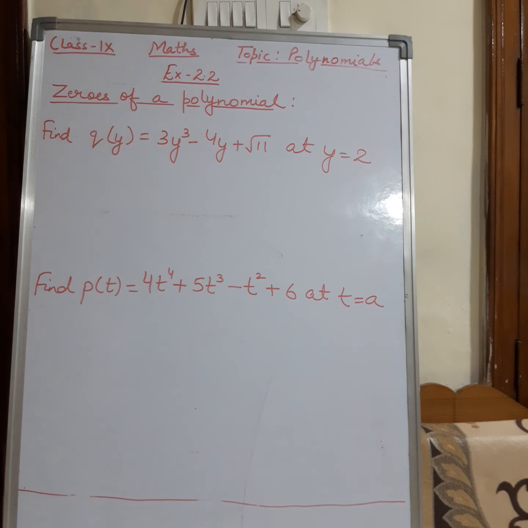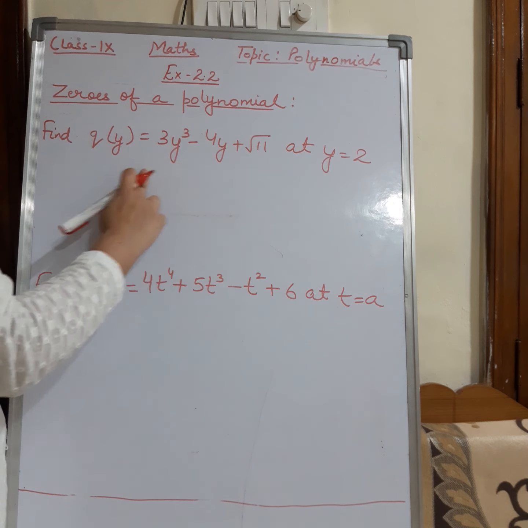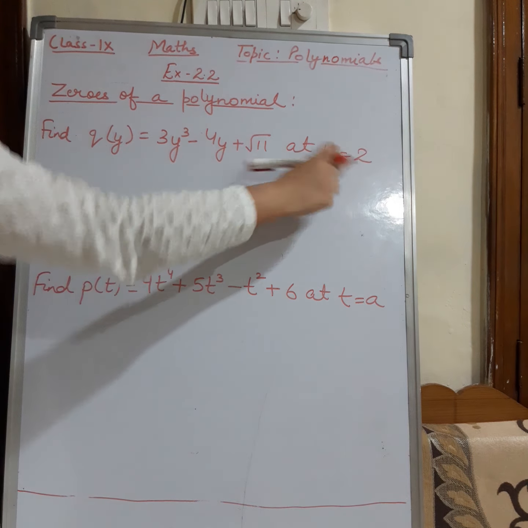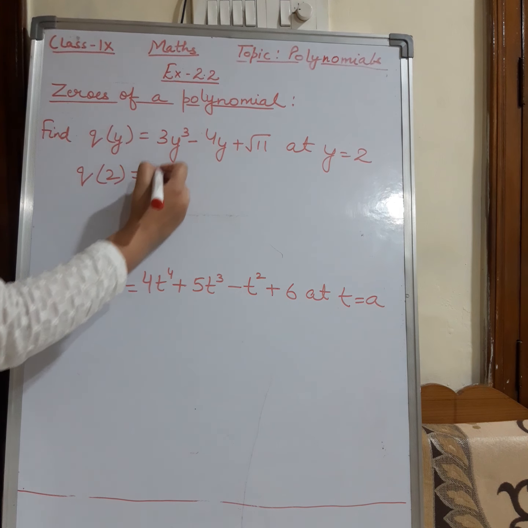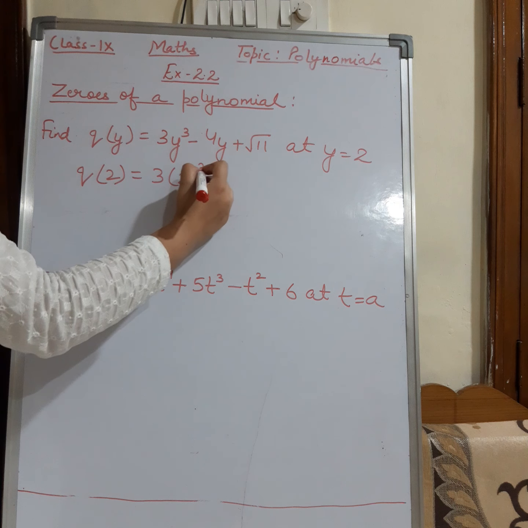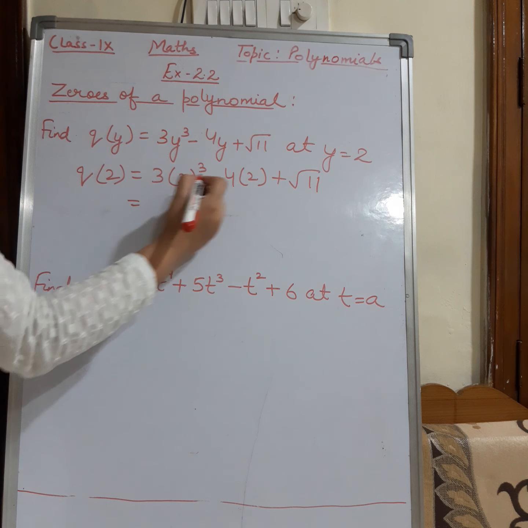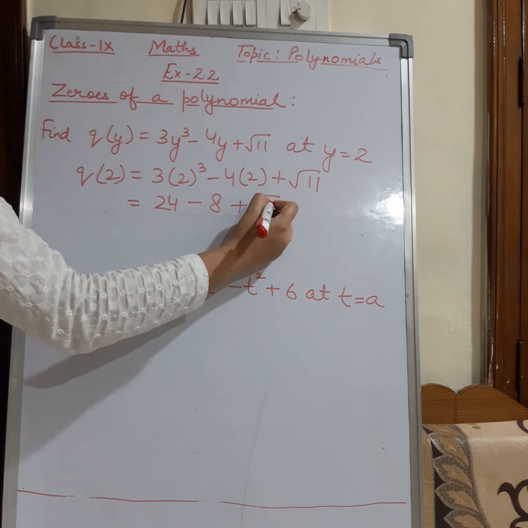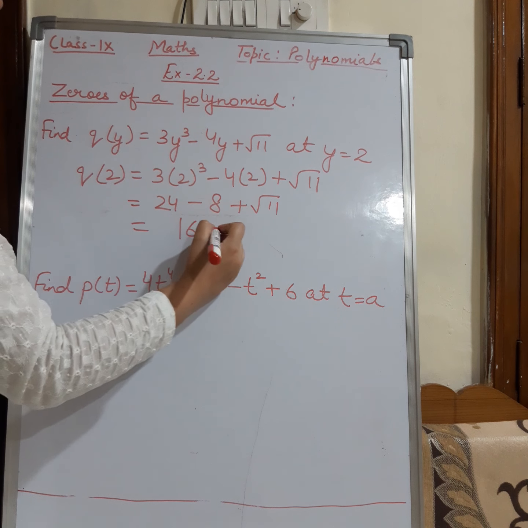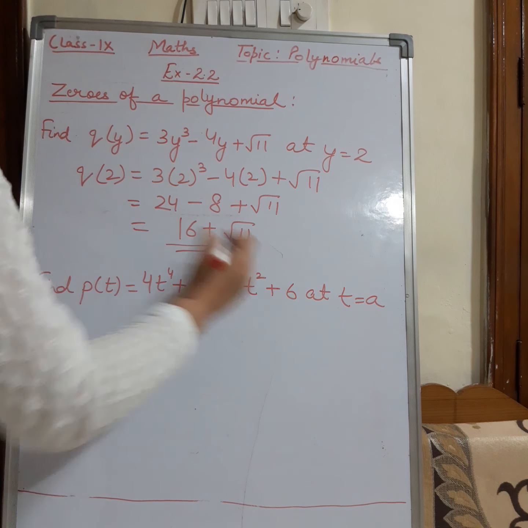Let us discuss two more examples. The question says find the value of q(y). q(y) means it is a polynomial in y at y is equal to 2. That means I have to find out the value of q(2). So wherever I have y, let us put it equal to 2. So it will be 3 into 8, 24 minus 8 plus under root 11. It will become 16 plus under root 11. Clear? So this is our answer.